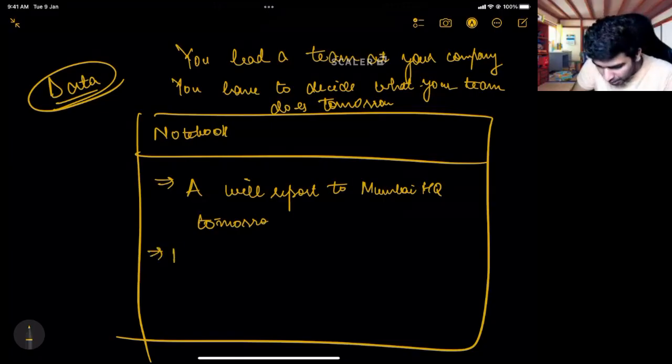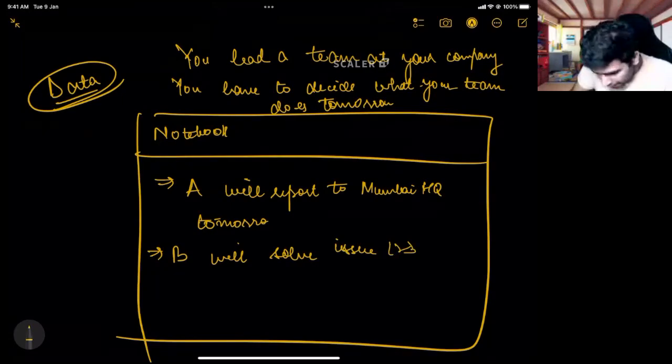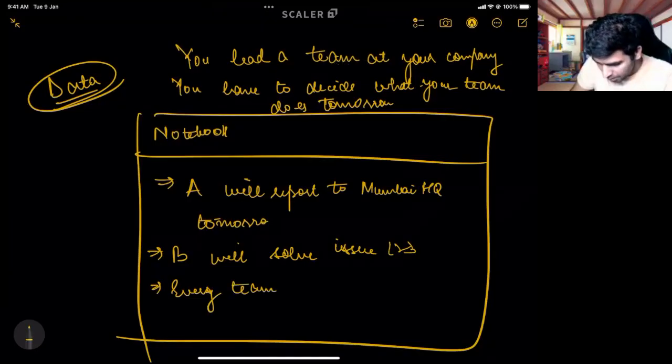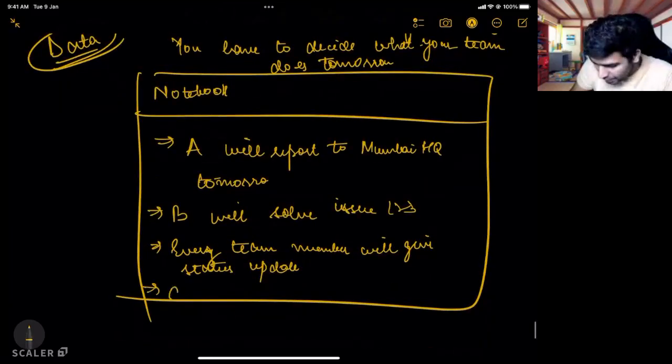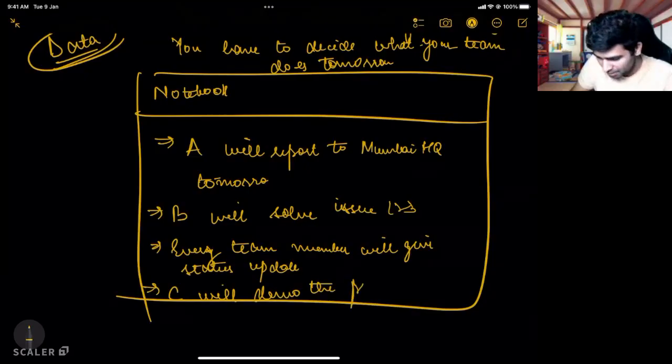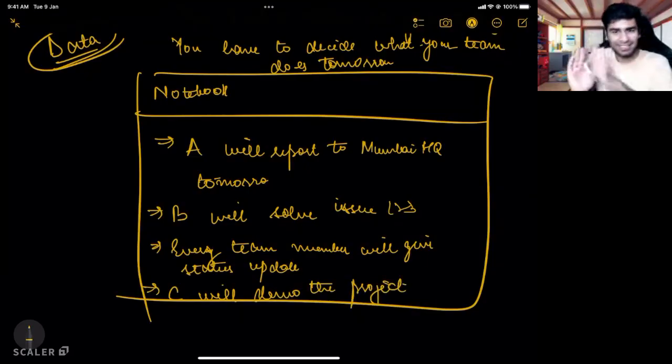Yes. B will solve issue 1, 2, 3. Anything else? Every team member will give a status update. Okay. Anything else? Okay. C will demo the project. Okay. Perfect. So let us say these are enough. Let us just try to understand the statements that you have written.